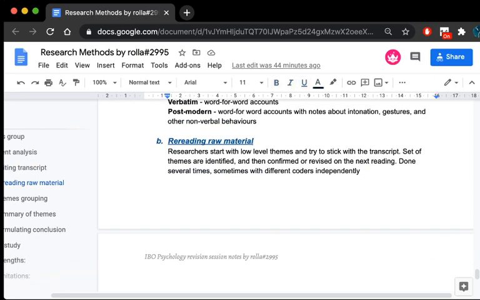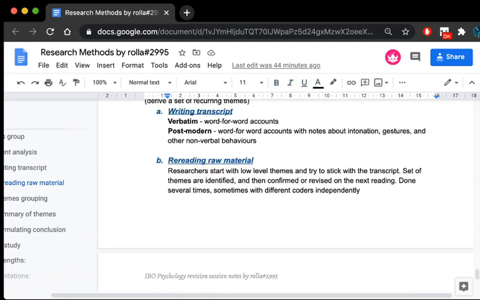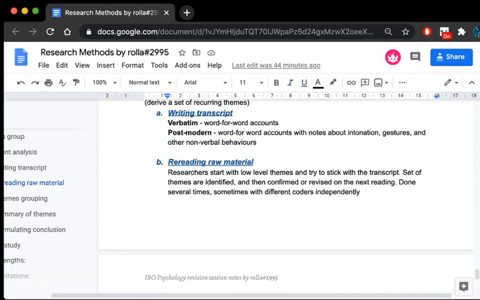The next step, after writing the transcript, is that researchers start rereading the transcript and start to draw.